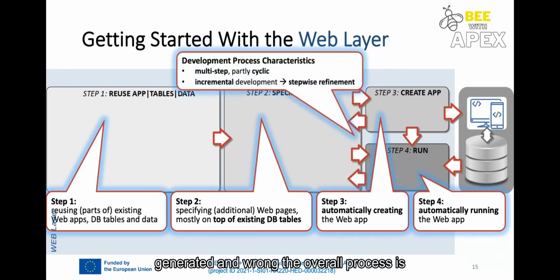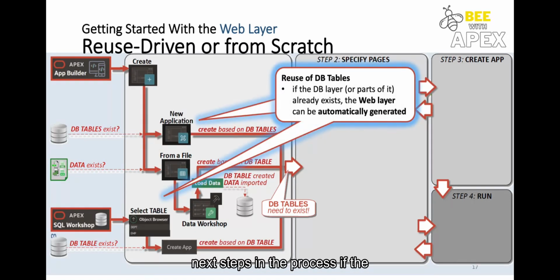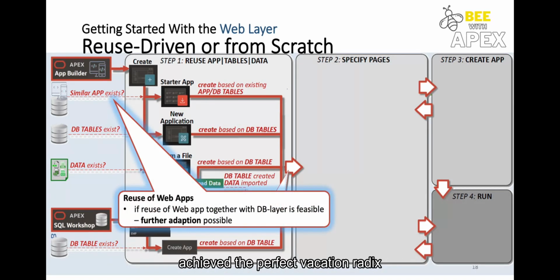The overall process is thereby a multi-step, partially cyclic process allowing for incremental development and thus a stepwise refinement of the web application. During the first step, if data exists in external files, the database layer, as already mentioned, can be automatically generated, serving the next steps in the process. If the database layer or parts of it already exist, then the web layer can be automatically generated thereupon. Maximum reuse can be achieved if a web application already exists to base upon.